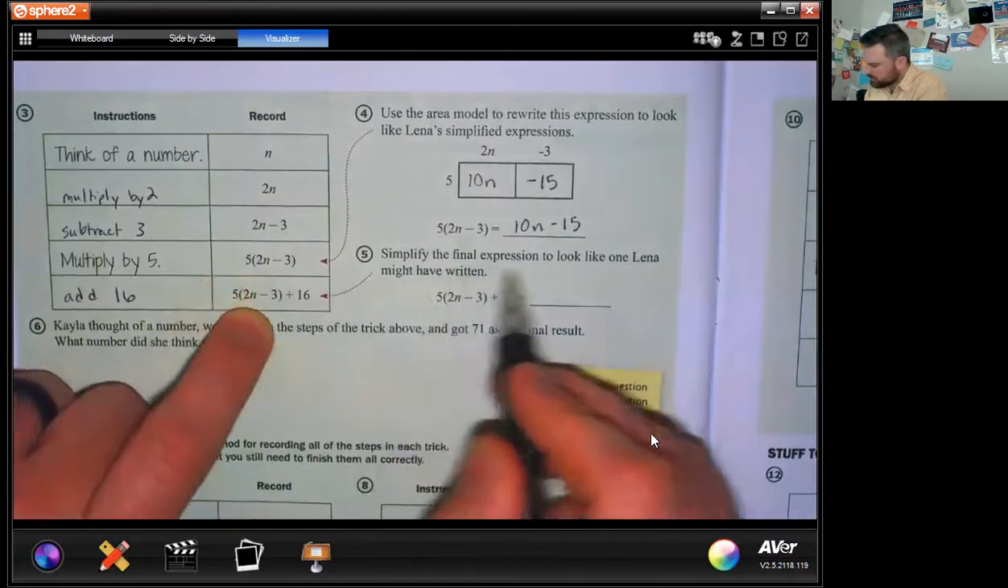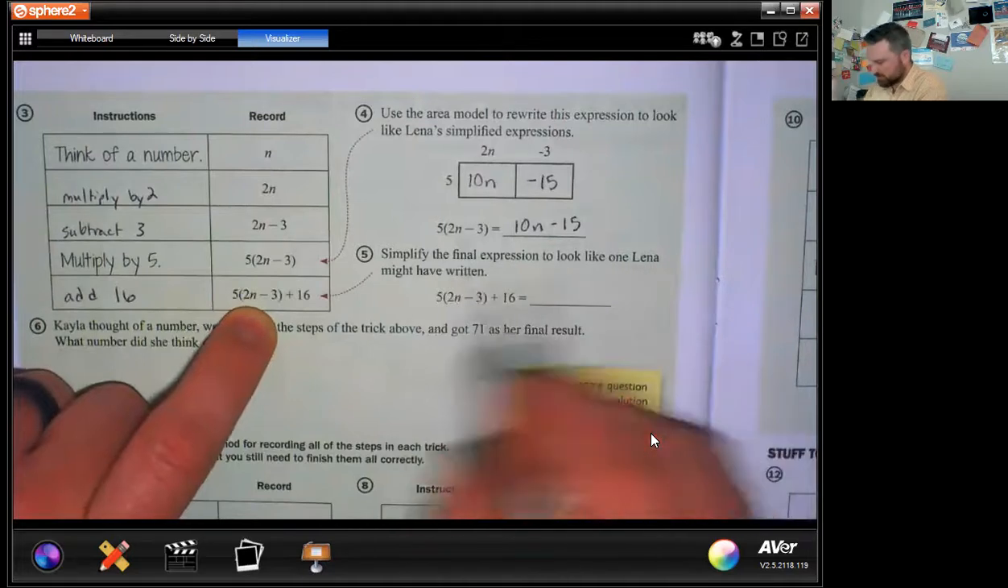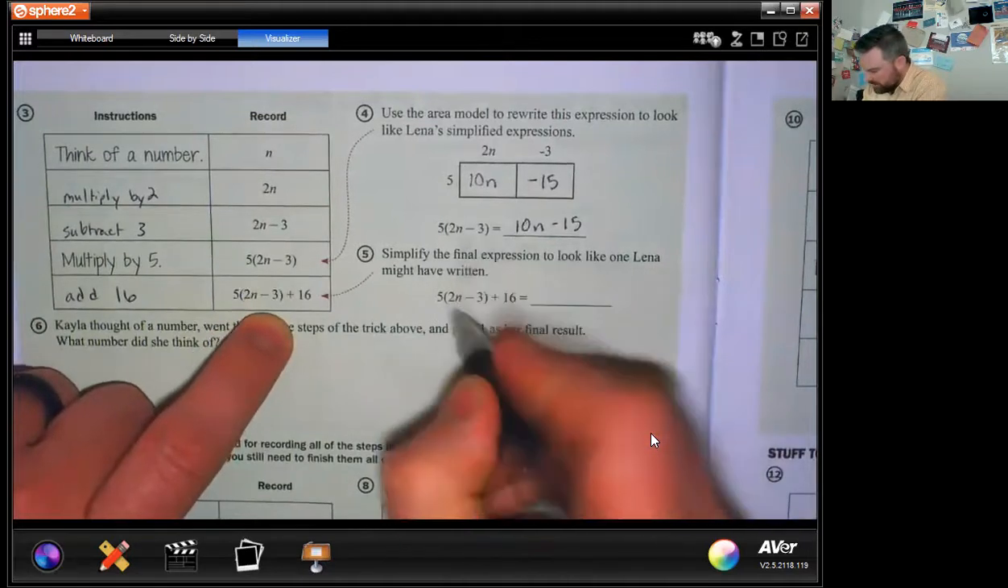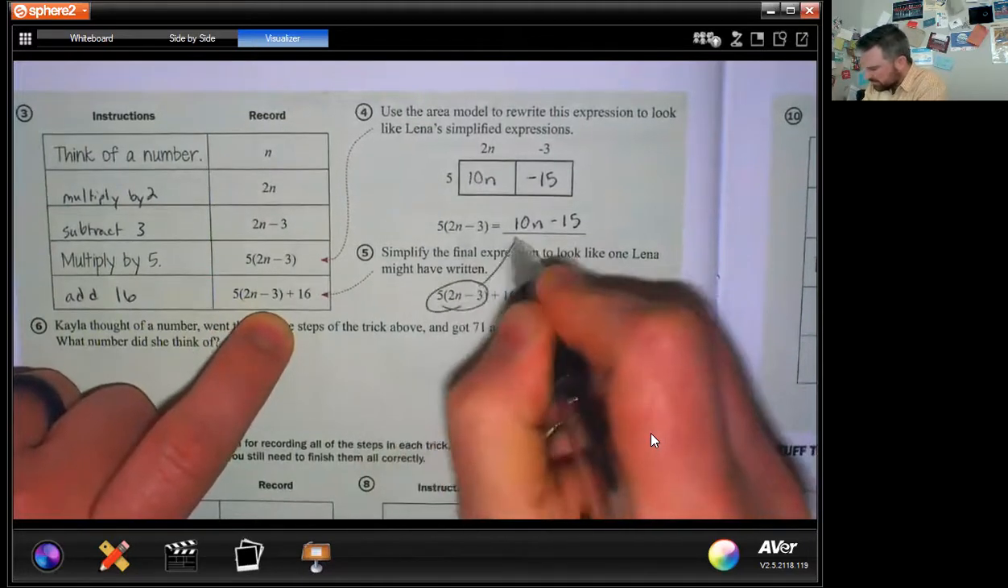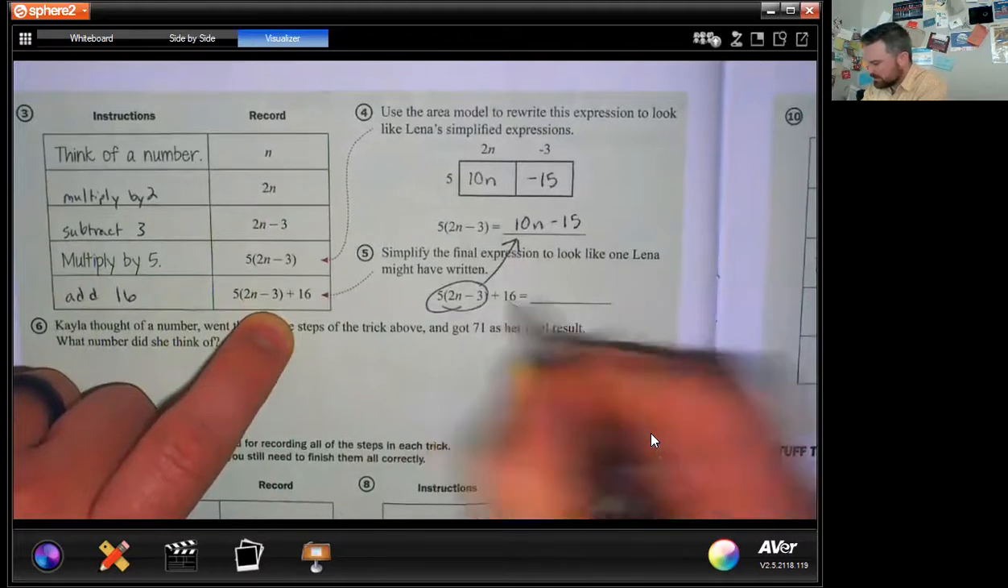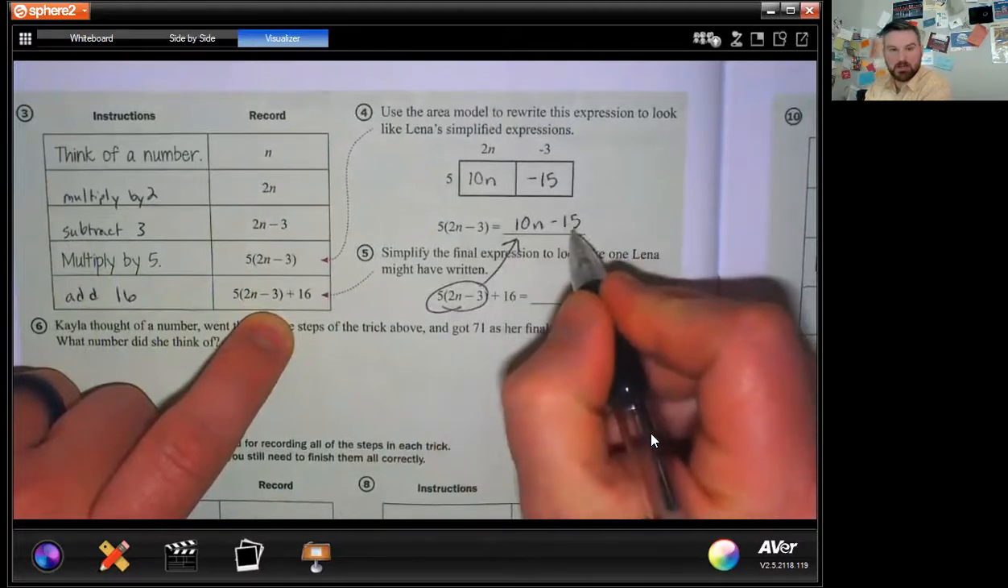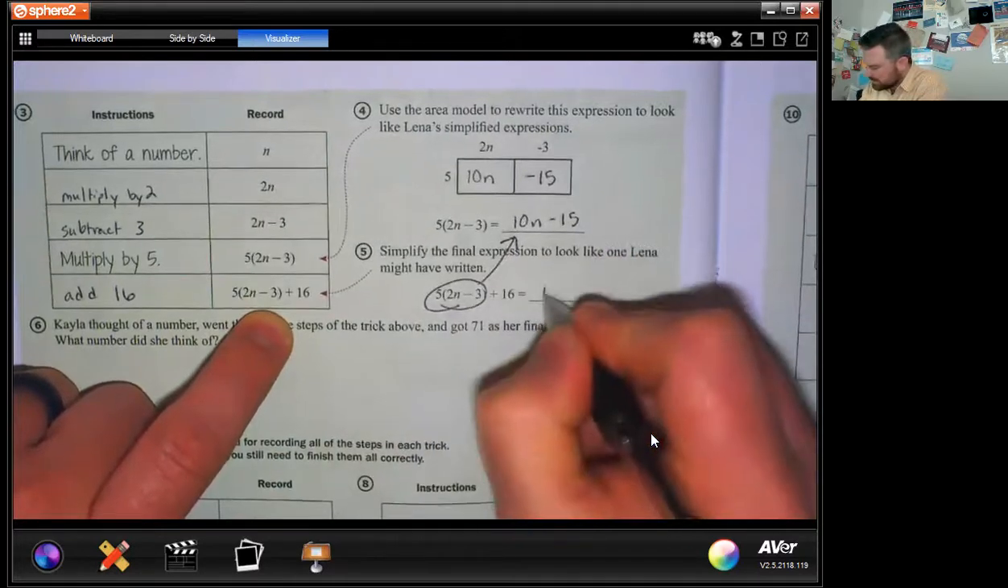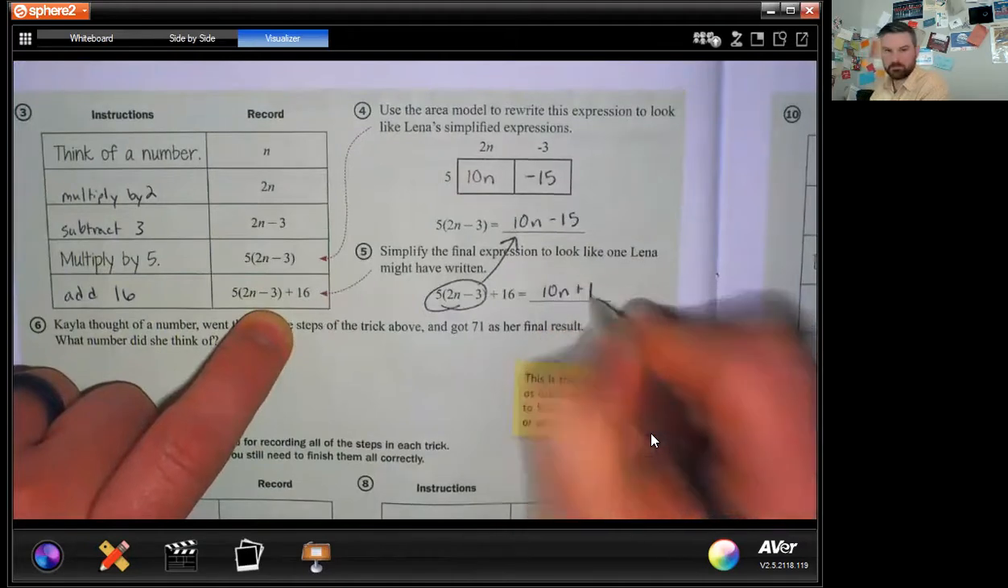Simplify the final expression to look like the one Lena might have written. Well, we already have this right there. So now we just need to add 16. So if I take negative 15 plus 16, I get 10n plus 1.